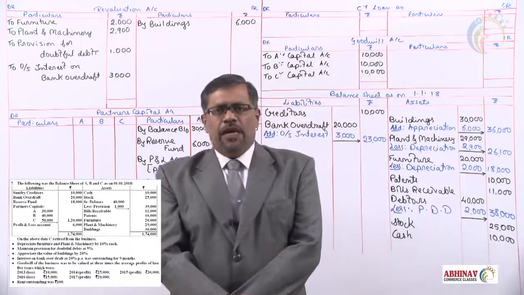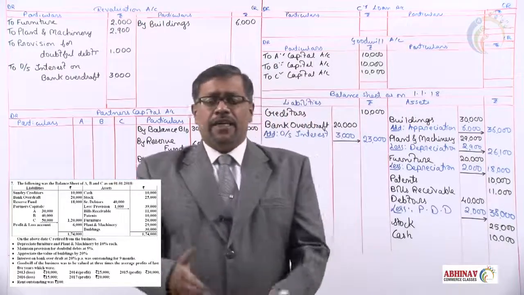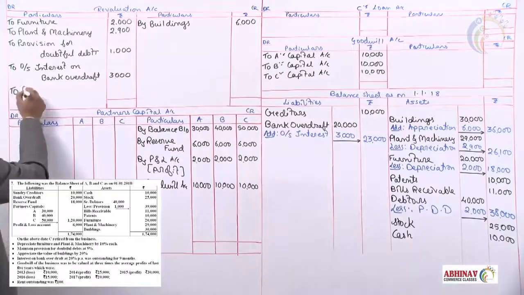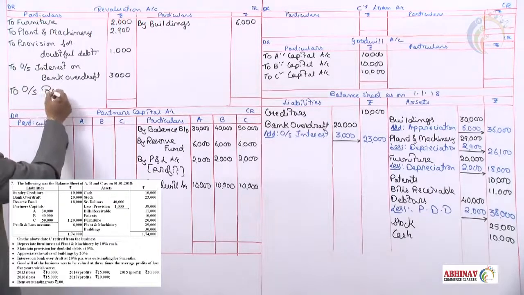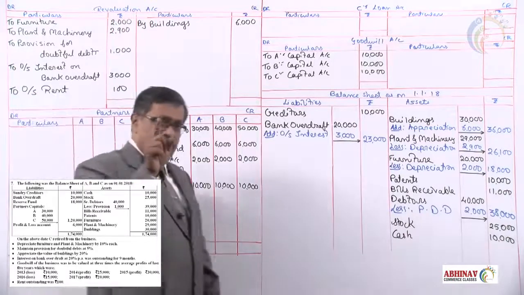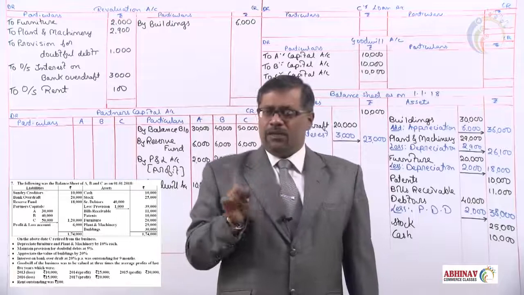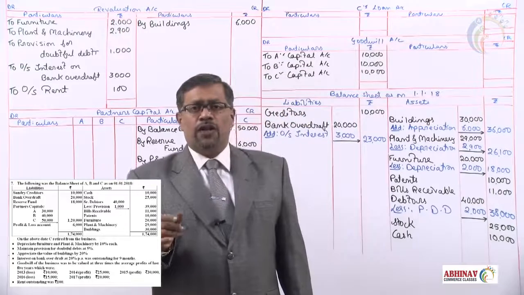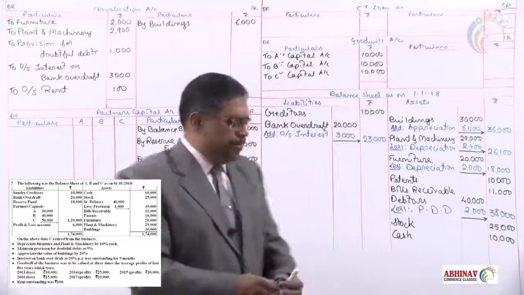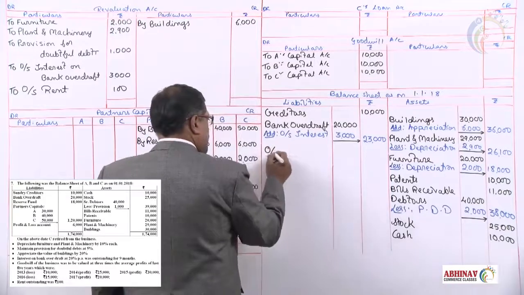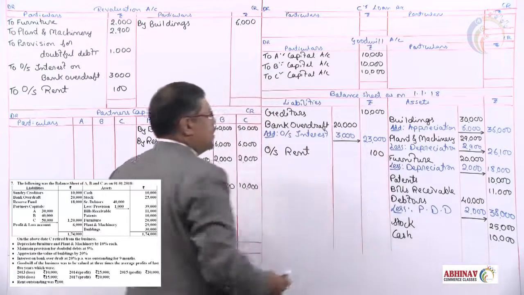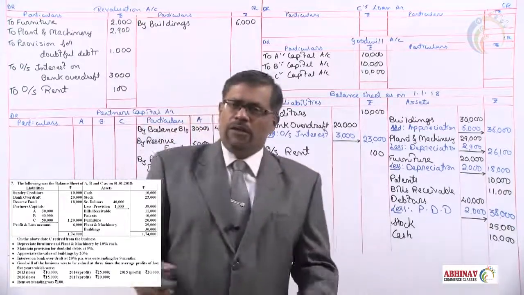Last adjustment. Rent is outstanding, ₹100. Rent is an expenditure. Let us record that in revaluation account. Outstanding rent ₹100, an expenditure is outstanding. Asset or liability? Outstanding expenditure means what? That is the amount we have to pay. What we have to pay is always a liability. Let us record that as a liability: outstanding rent ₹100. That's all with all the transactions.